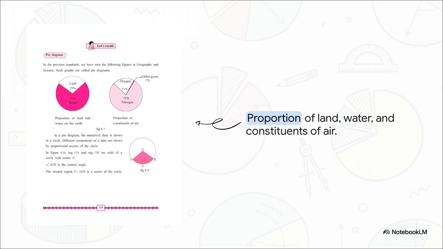You've likely come across these circular charts before in your geography or science classes, right? Take a look at the proportion of land and water on our Earth. You really don't need to read a massive paragraph to understand it. You can instantly see that the water, represented by that large blue-pink sector covering 71%, takes up the vast majority of the circle. It's the exact same for the constituents of the air we breathe, mostly nitrogen at 78%, followed by oxygen at 21%. In a pie diagram, numerical data is neatly packaged inside a circle, and the different components are shown as proportional sectors. It just makes complex data so simple to grasp, doesn't it?